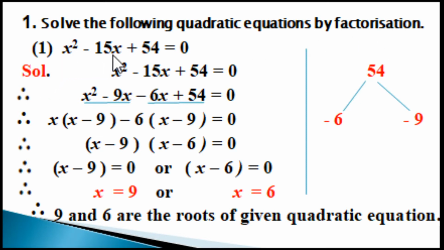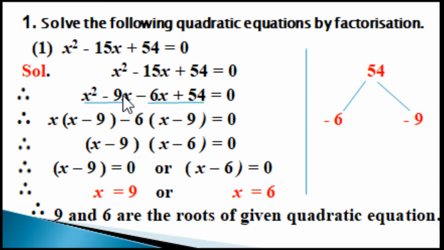The first question is x square minus 15x plus 54 is equal to 0. In this question, a is 1 and c is 54. So 1 into 54 is positive 54. Now we have to find two numbers whose product is plus 54 and whose addition is minus 15. So the numbers are minus 6 and minus 9. 6 nines are 54, and minus 6 minus 9 is minus 15. So instead of minus 15x we have taken minus 9x minus 6x.